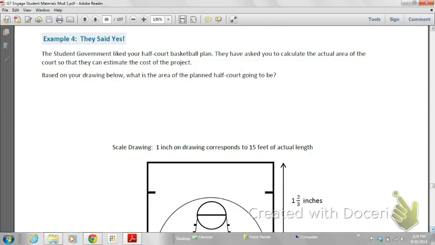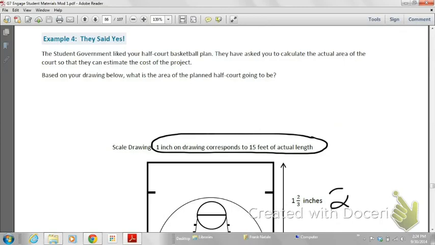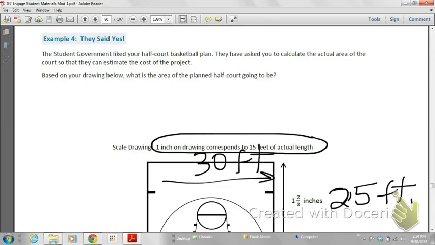Again, same scale: 1 inch equals 15 feet. 1 inch on the scale drawing corresponds to 15 feet of actual length. We figured that this here was 25 feet, and then we had 30 feet going across this way based on our scale. Those are the numbers we got yesterday.